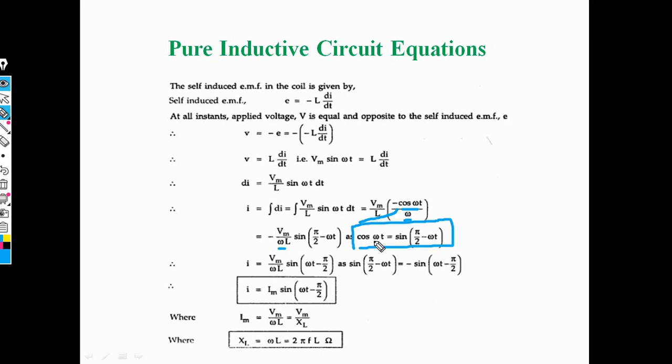Cos omega t is equal to sin(pi/2 − omega t). This formula is put in the above equation, that is I = −Vm/(omega L) sin(pi/2 − omega t). Then we rearrange the minus sign. The minus sign is present here.